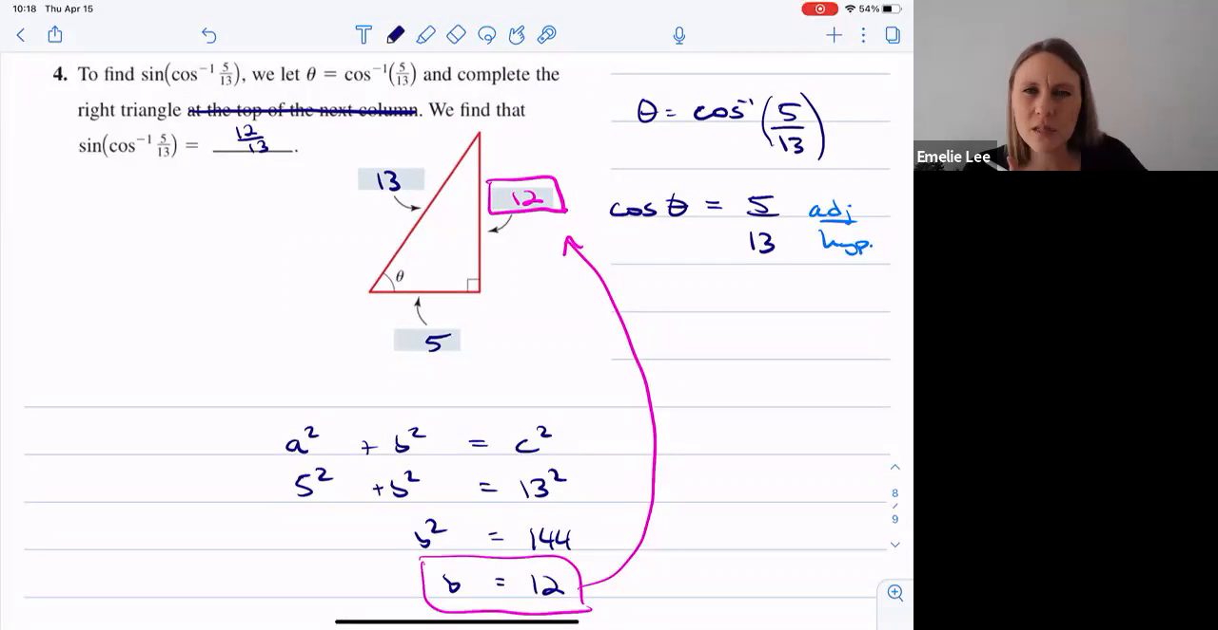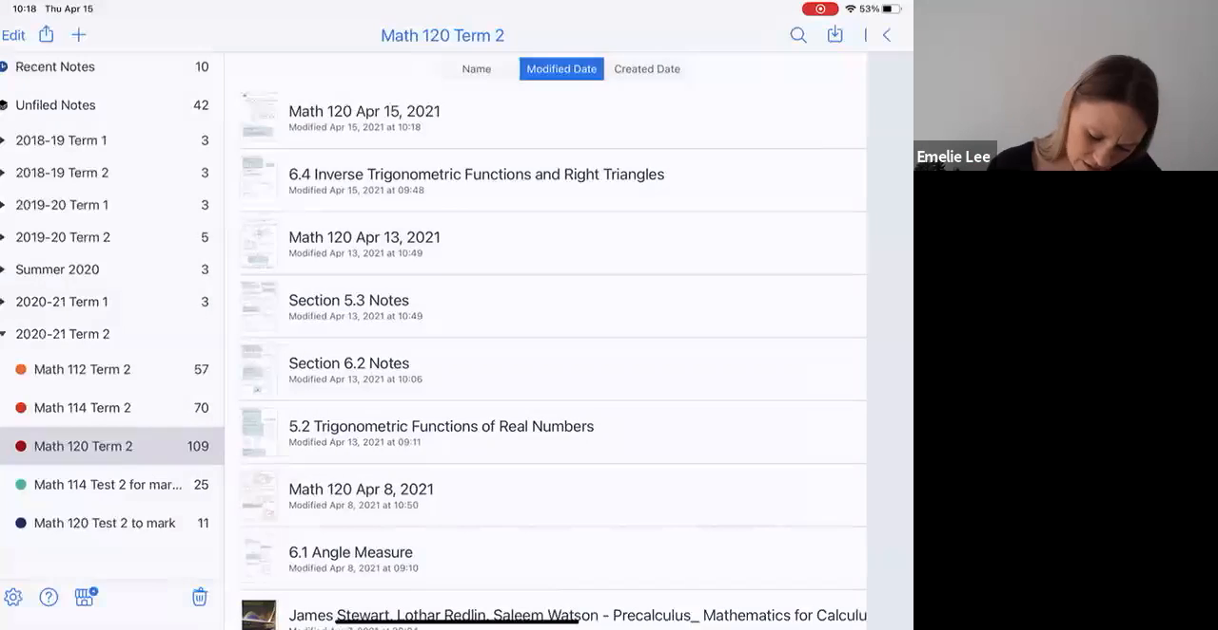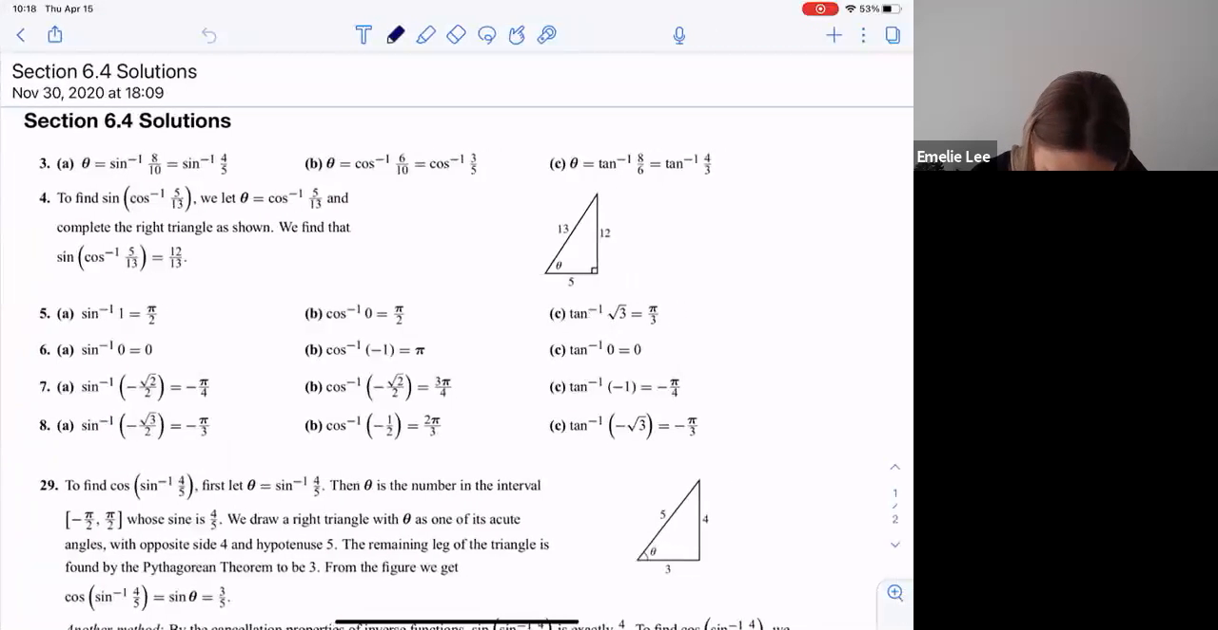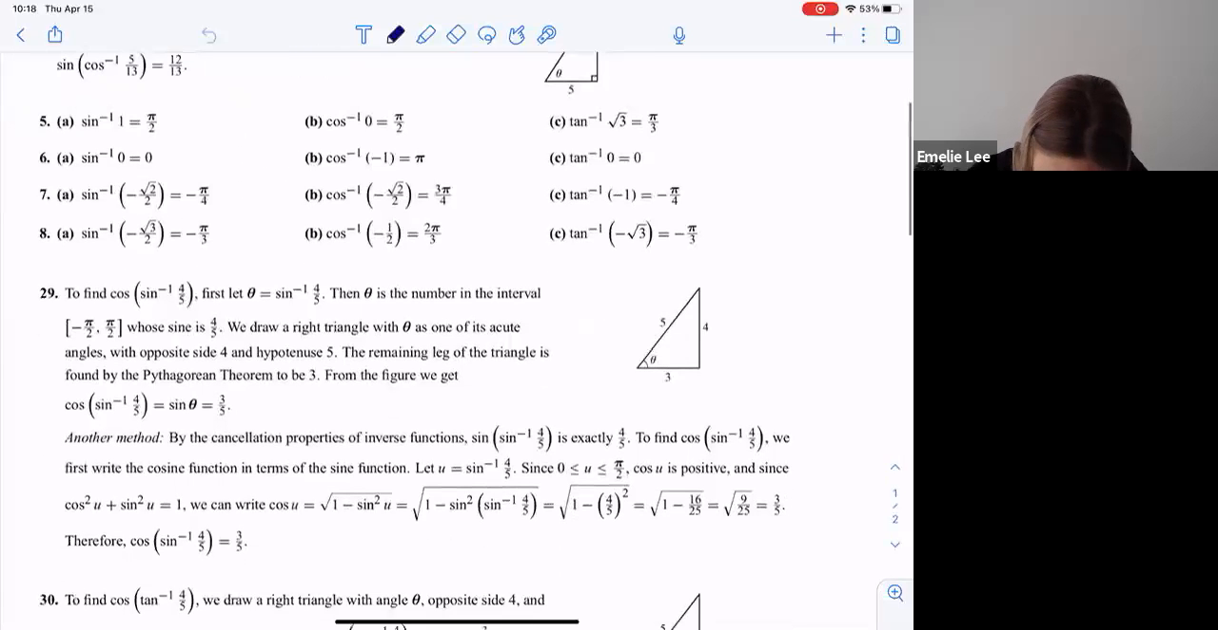And you know what? I'm just going to go check the solutions really quickly just to see if this was the one that was wrong. 6.4 solutions. It's not. Maybe it's this one. The cosine of sine inverse.